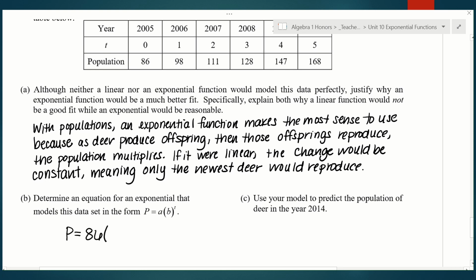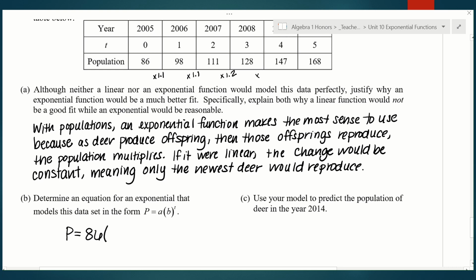And then I'm looking for my growth rate here. So what I would do is I would divide 98 by 86, 111 by 98, 128 by 111, and let's see what we get for our growth factor. And remember, it's not going to be the same every time because they told us it wasn't a perfect fit. Okay, so if I do 98 divided by 86, I'm going to get 1.1. 111 divided by 98, 1.1. 128 divided by 111, and I'm getting 1.2.